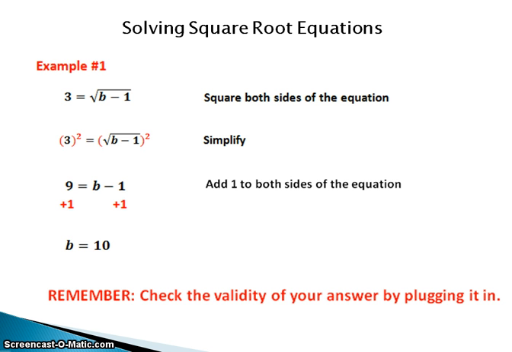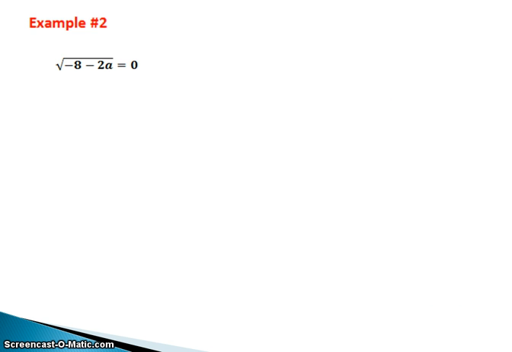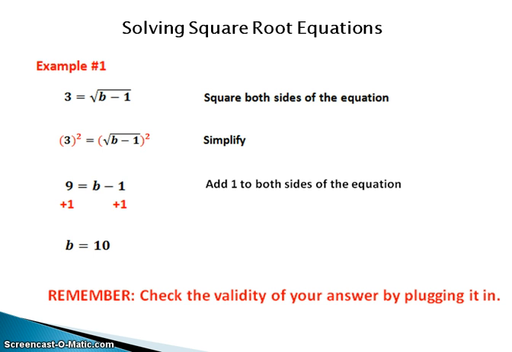We must remember to check the validity of our answer by plugging it back into the original equation. If we plug 10 in for b, we find that we have the square root of 10 minus 1, which is the square root of 9, which is in fact equal to 3. So this is a valid solution. Pause now and copy down this entire example.